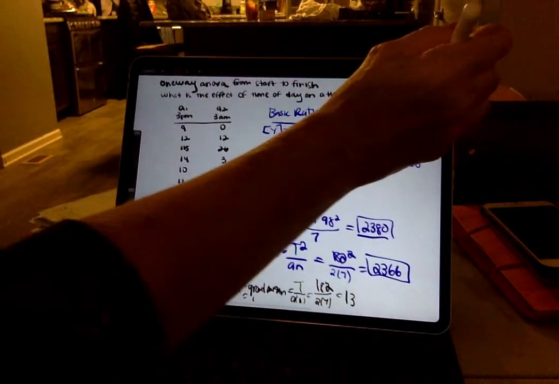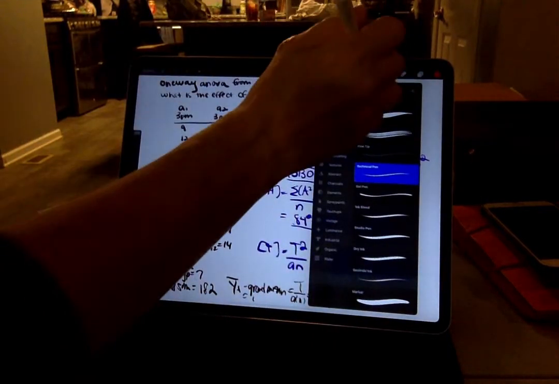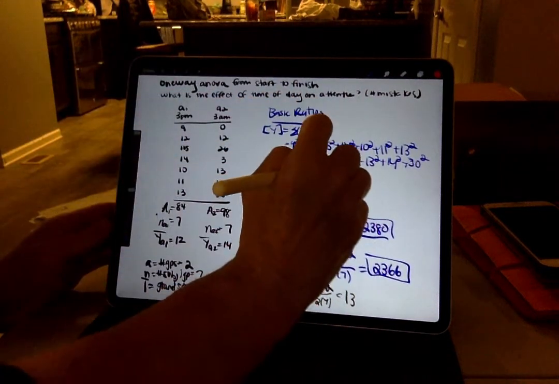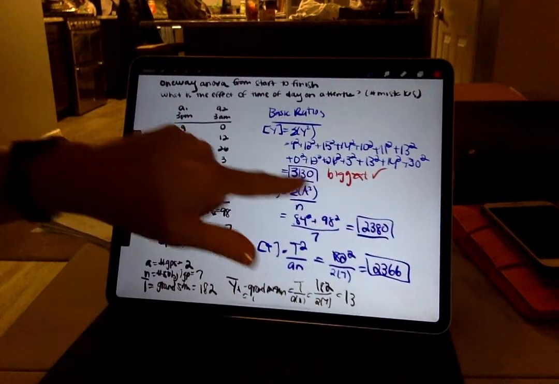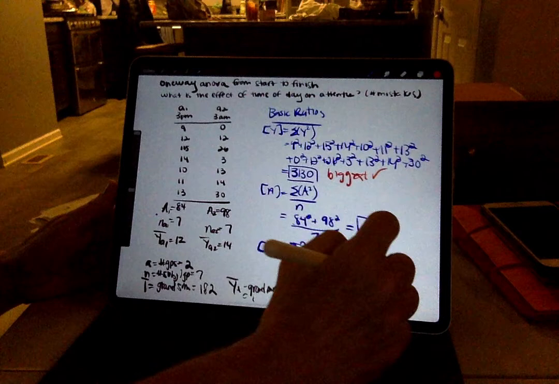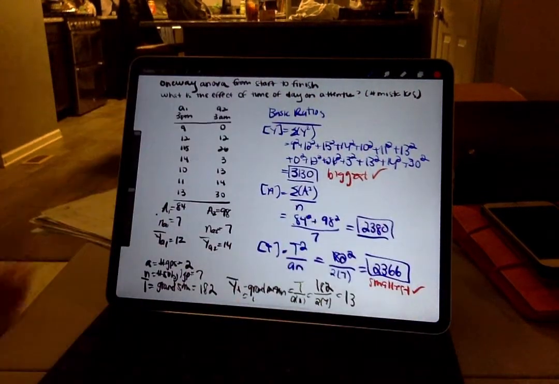All right, so before we move on to the next step, some important checks that you want to do. Whenever you do your basic ratios, the basic ratio for y should be the biggest. And when we look at these three numbers, we can see that it is. Also, the basic ratio for t should be the smallest. And we can see looking at these numbers, it is the smallest. So this is a good sign that we're on the right track.